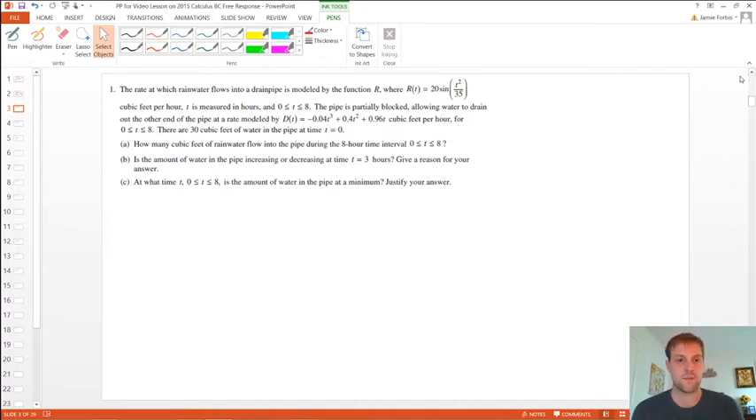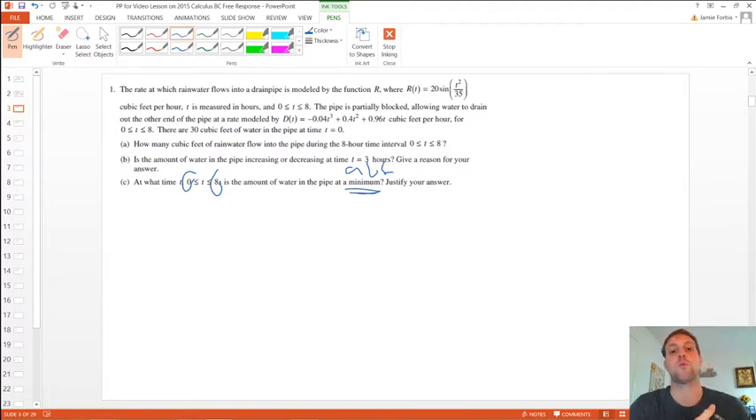C says, at what time in the inclusive interval 0 to 8, so 0 and 8 are included, is the amount of water in the pipe at a minimum? Okay, so a minimum value, and justify your answer. So a minimum is, I'm going to say an absolute minimum in this case. I'm going to treat it like an absolute minimum, especially because we're given endpoints. Okay, so you want to check all critical points and you want to check all endpoints to determine what your absolute minimum is. Okay. So first off, let's start with figuring out our critical points.